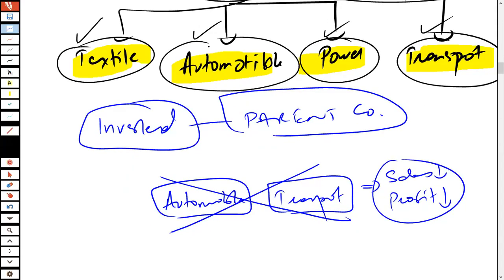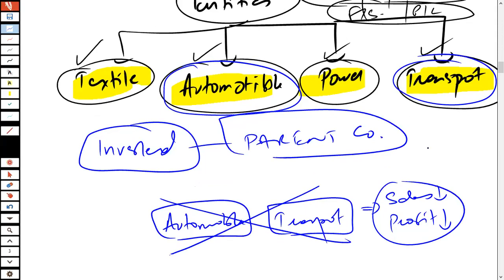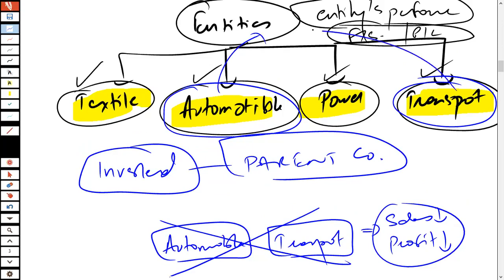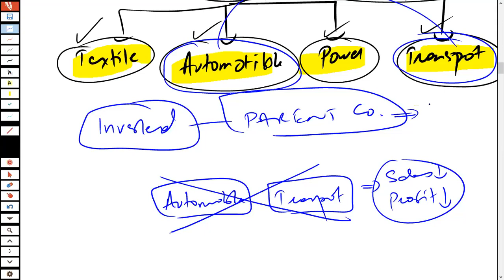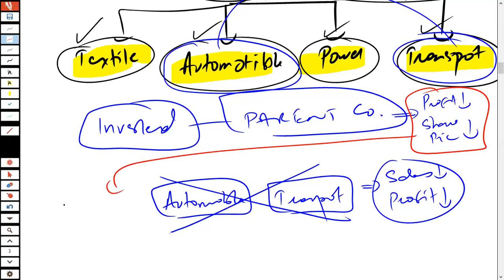And hence, if this entity has invested in automobile and in transport, ultimately it would have an impact upon this entity's financials also. So resultingly, what I could expect is that this company's profit goes down and hence this company's share price goes down. So I as an investor would like to take an exit from this company's investment in case I think that the future is going to be a downfall in share price.